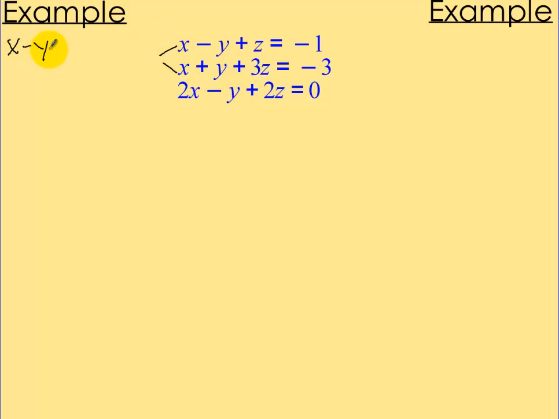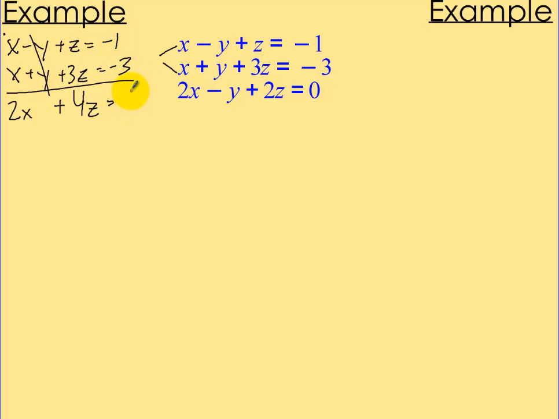So x minus y plus z equals negative 1, and x plus y plus 3z equals negative 3. Well, when you add those up, what happens? The x's combine to 2x. The y's cancel out. z plus 3z is 4z. So it'll be plus 4z, equals negative 1 plus negative 3, which is negative 4.